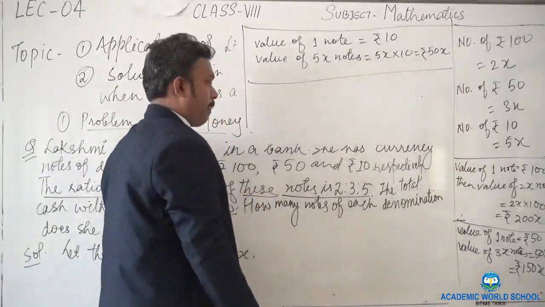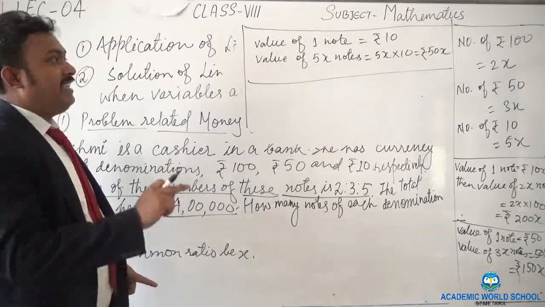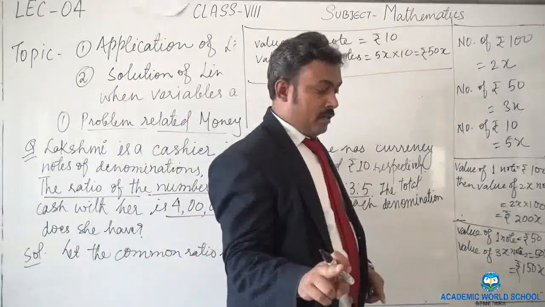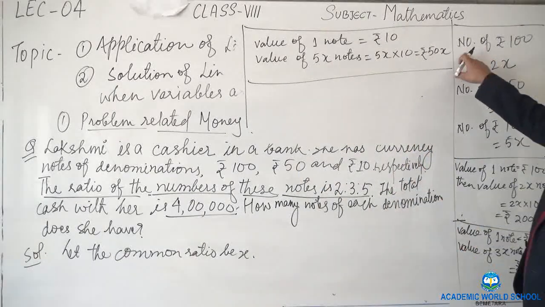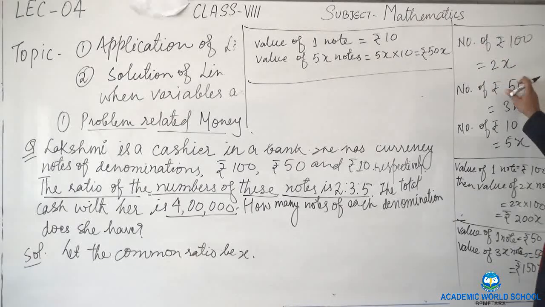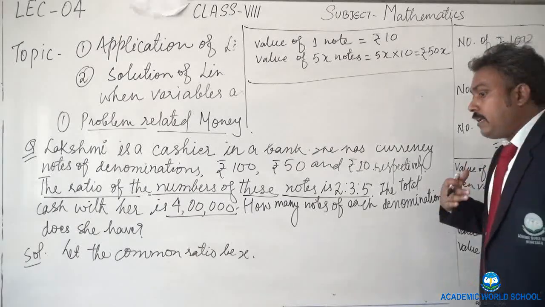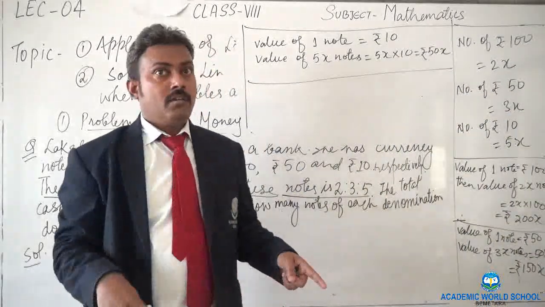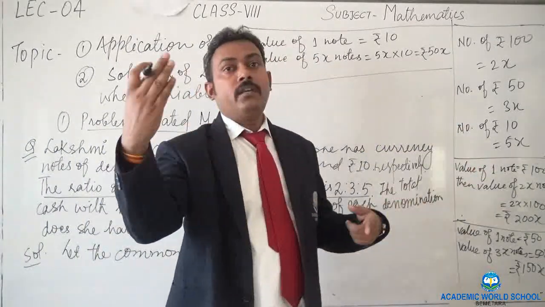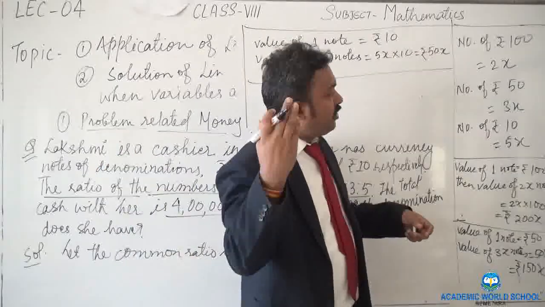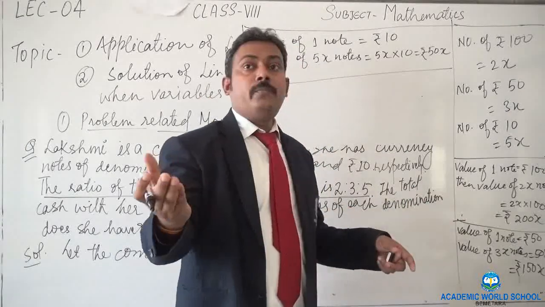Now see that. First we got, with the help of the ratio, how many of each type of currency there are. Like 100 rupee notes are 2x, 50 rupee notes are 3x, 10 rupee notes are 5x. Then we got their values. Means 2x 100 rupees will be how much? 3x 50 rupees will be how much? 5x 10 rupees will be how much?